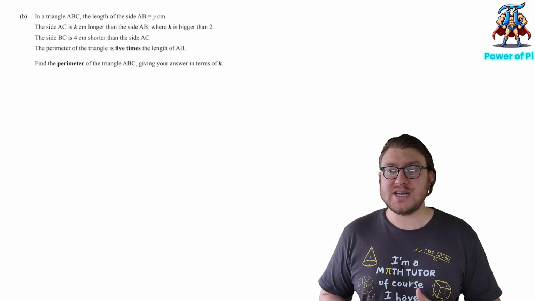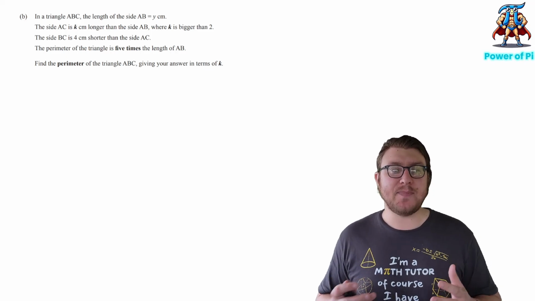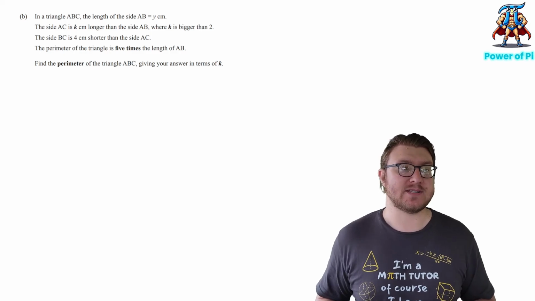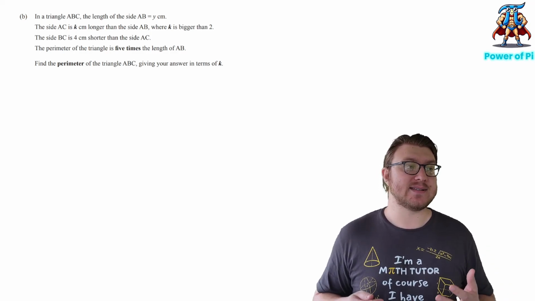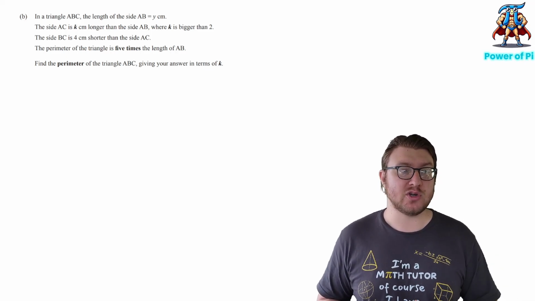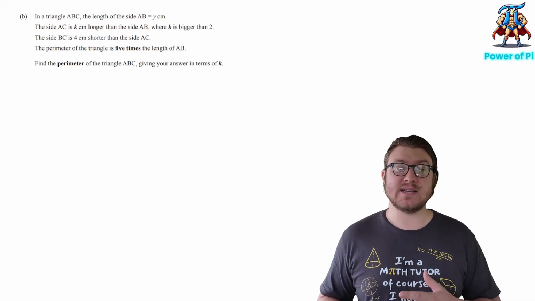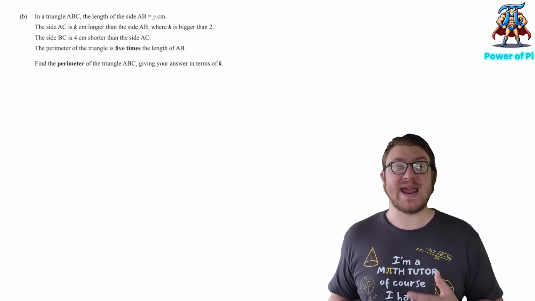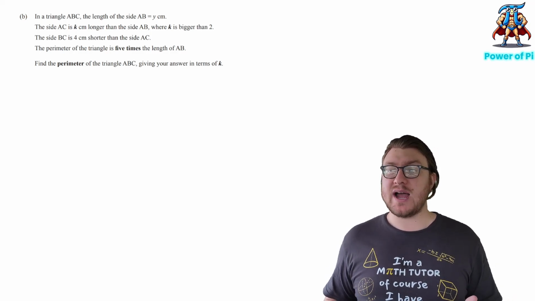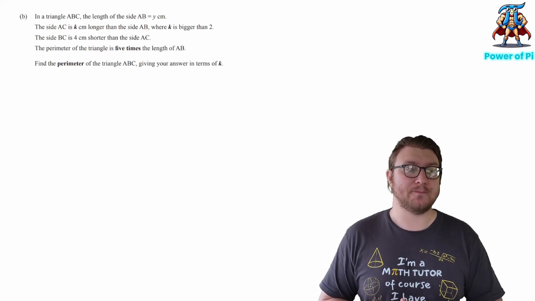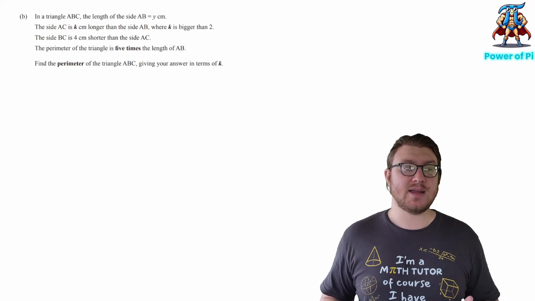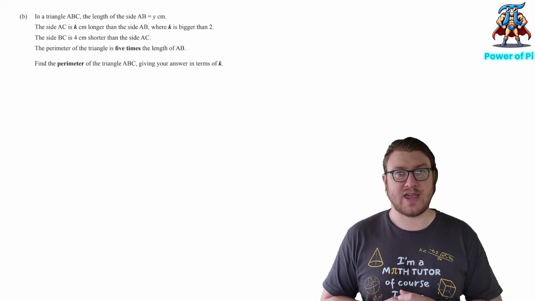The second question is: in a triangle ABC, the length of side AB is y centimeters. The side AC is k centimeters longer than side AB, where k is bigger than 2. And the side BC is 4 centimeters shorter than AC. The perimeter of the triangle is 5 times the length of AB. Find the perimeter of the triangle ABC, giving your answer in terms of k.